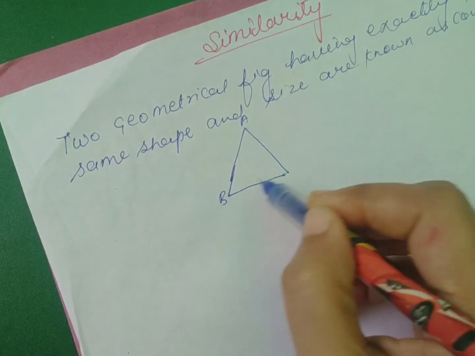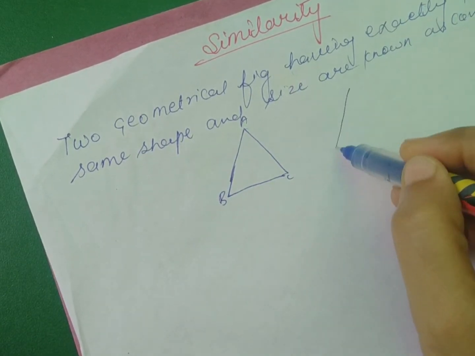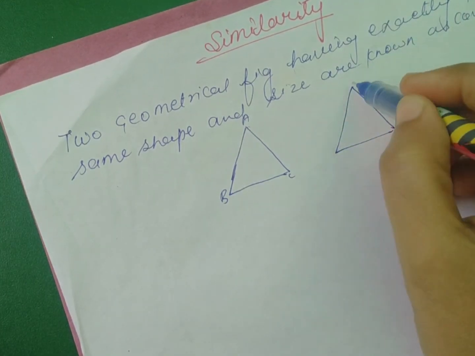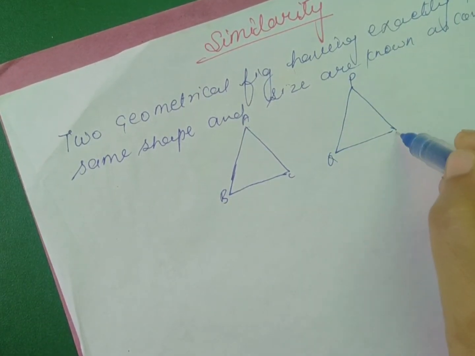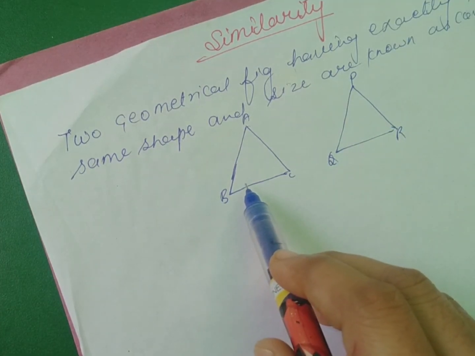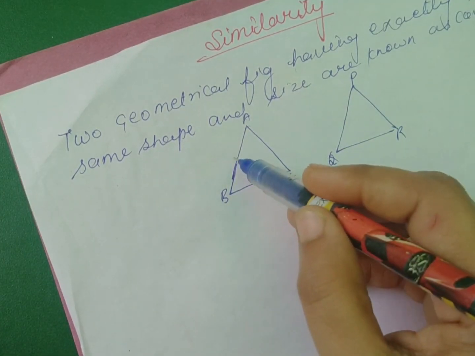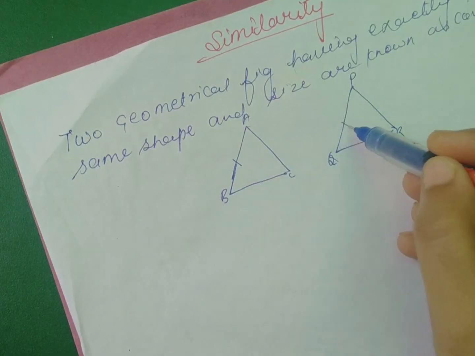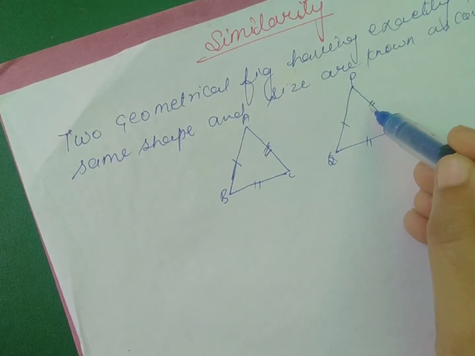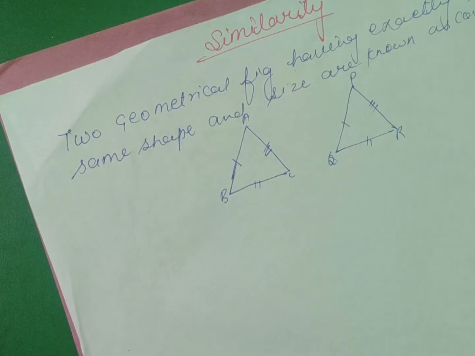A, B and C. P, Q and R. They have exactly the same shape as their triangle and exactly the same size. This equal to this and this equal to this and this equal to this one. Okay, so these two figures are congruent figures.